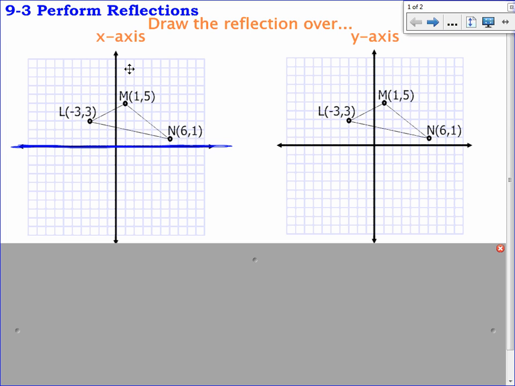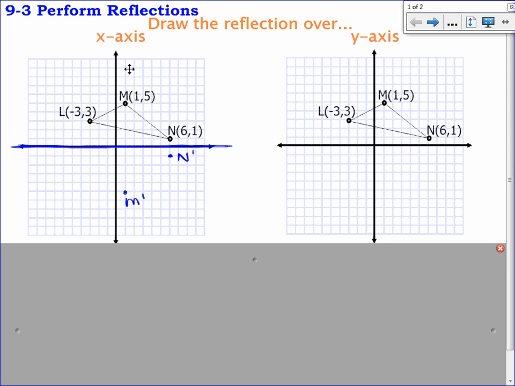Now when you make a mirror image, it's really just counting. So the same distance away on either side is going to be each point. So if we're looking at n first, and it's only 1 unit away from the line, it's going to be 1 unit away on the other side, and then labeled with n prime. Okay, m up here is 5 units away. So we're going to go 5 units down and label that m prime.